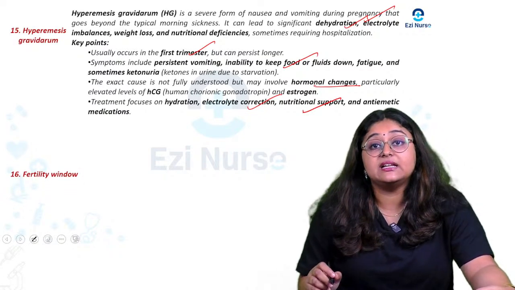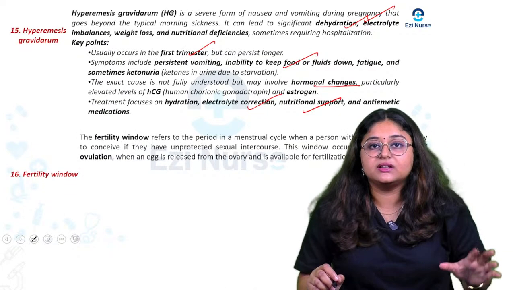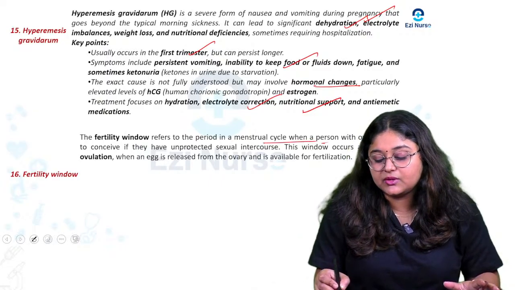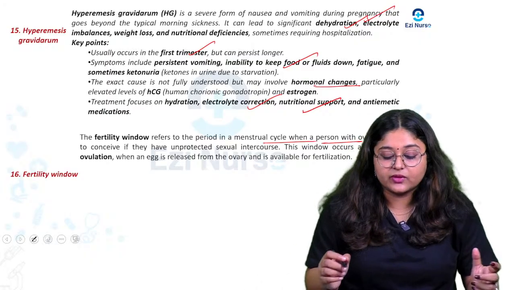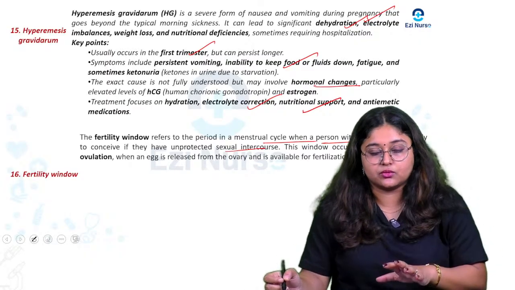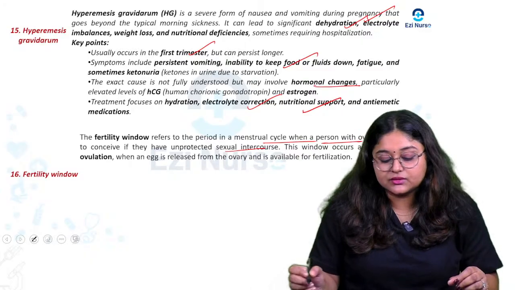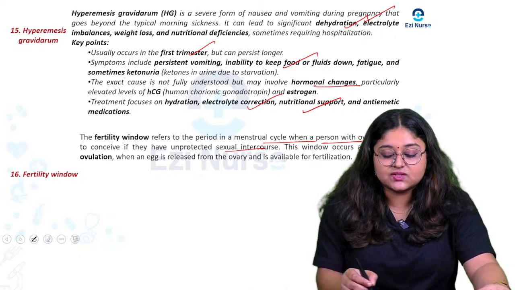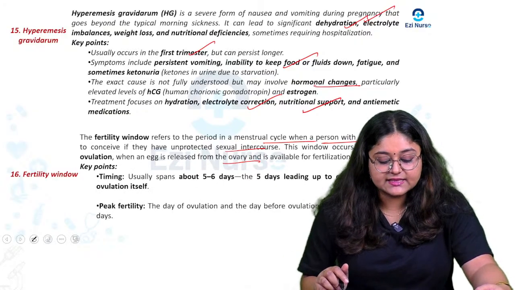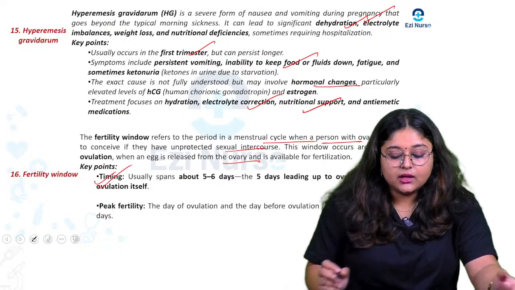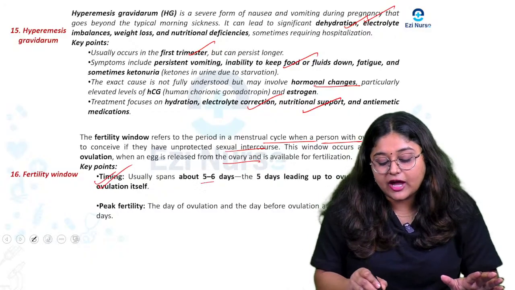Now come to the fertility window. So what do you mean by the fertility window? It is referred to as the period in the menstrual cycle when a person with ovaries is most likely to conceive if they have unprotected sexual intercourse. The window occurs around the time of ovulation, when an egg is released from the ovary and is available for fertilization.